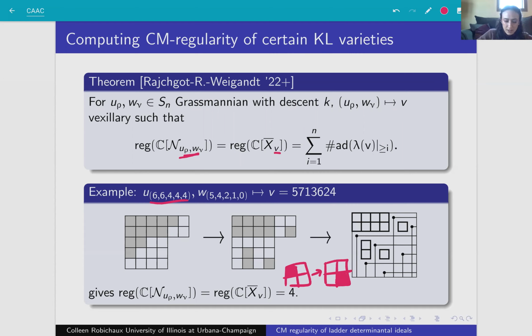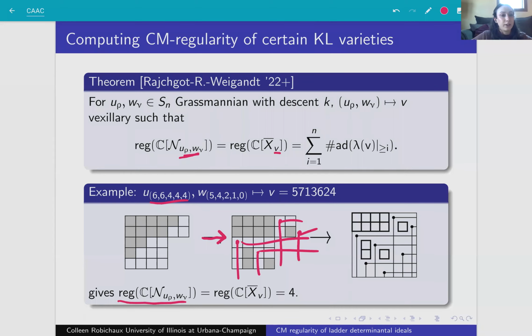If I do that on this diagram here, so that all of the gray boxes flow southeast as much as possible according to this rule, then I'll be able to read off the Rothe diagram for V from that final southeastmost diagram. And so that's how you can read off your V. That's how we can measure this regularity for this Kazhdan-Lusztig variety indexed by these Grassmannians.